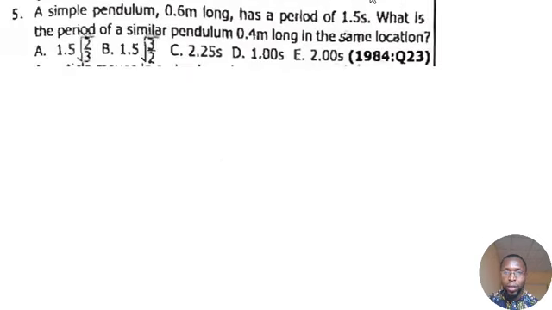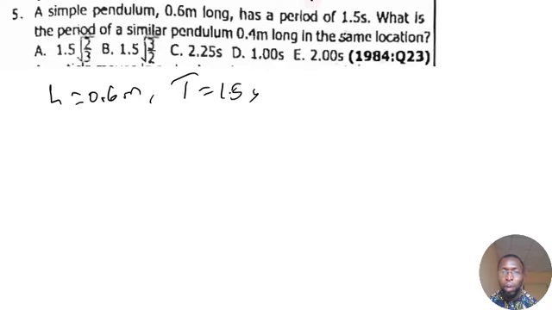Okay, so let's see another question again. Here it says a simple pendulum 0.6 meter long at the period of 1.5 seconds. So here we're given L is equal to 0.6 meter, and we have the period to be 1.5 seconds. What is the period of a similar pendulum? So this one is L1, and this is T1. What is the period of a similar pendulum? That is our T2 now. Pendulum 0.4 meter long, so L2 is 0.4 meter.